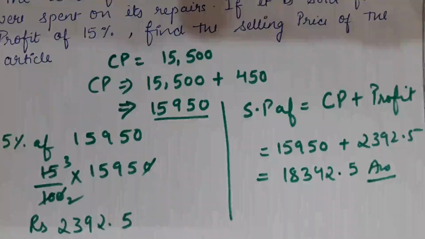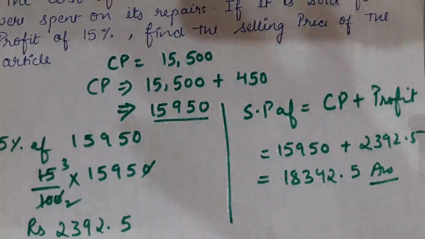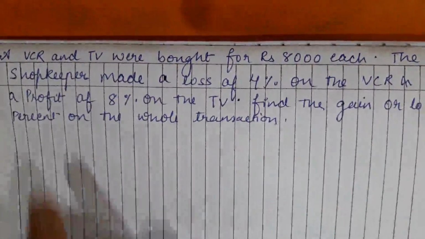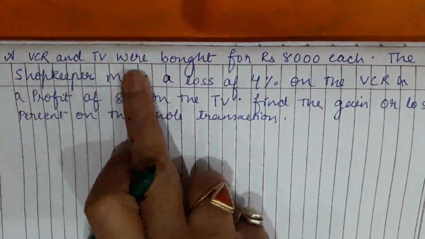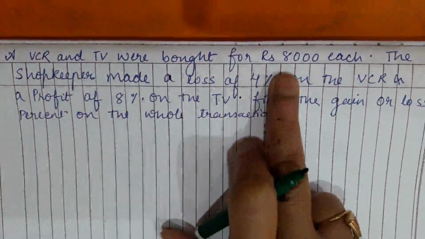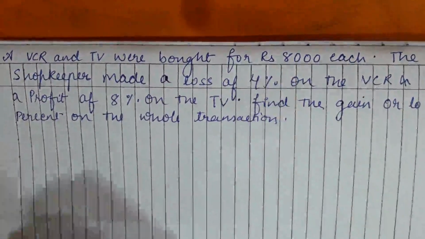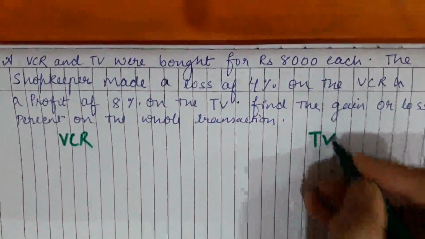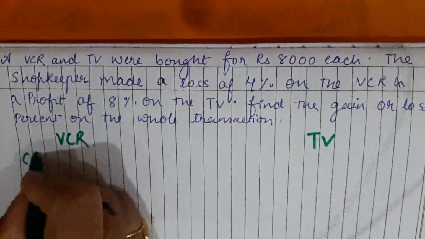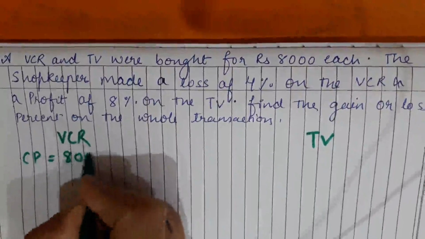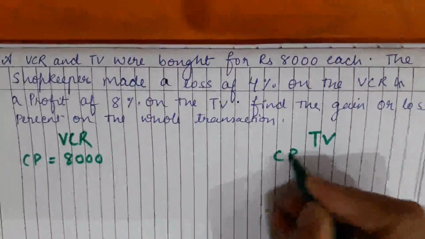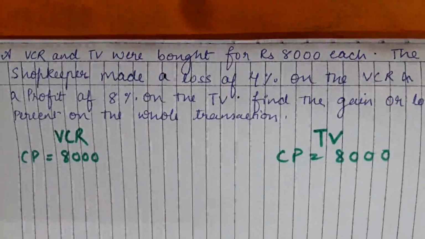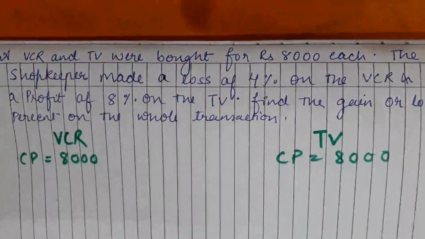Okay, let's move to the next question. Okay, next question number 5. Question number 5 is: a VCR and TV were bought at rupees 8,000 each. It means the cost price of VCR is 8,000 and the TV cost price will be 8,000. Okay, so the shopkeeper made a loss of 4% on the VCR.